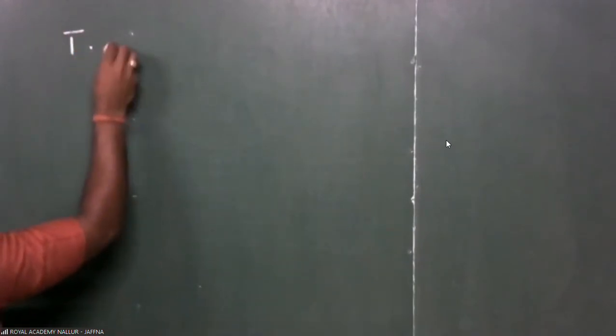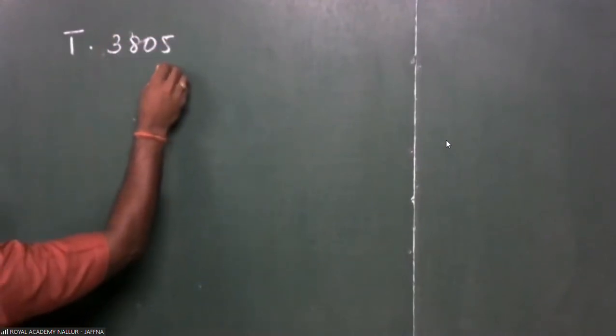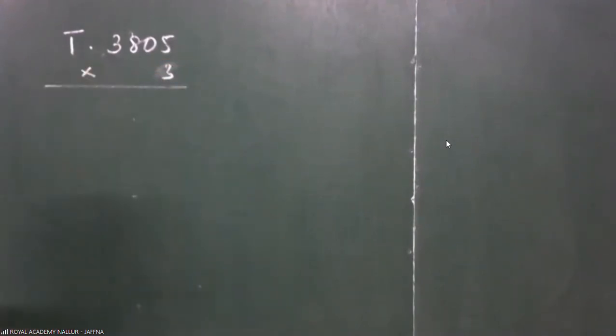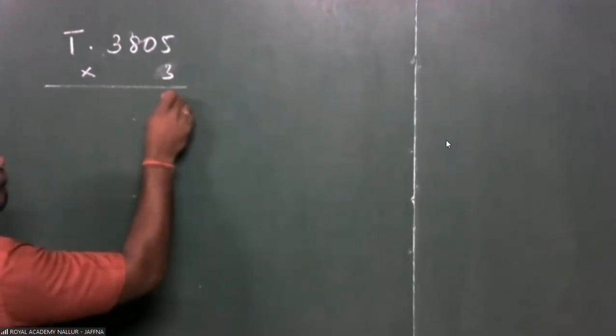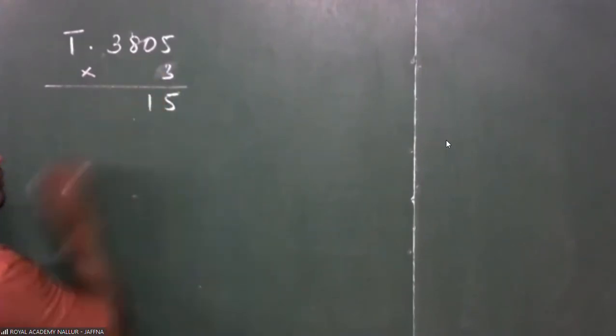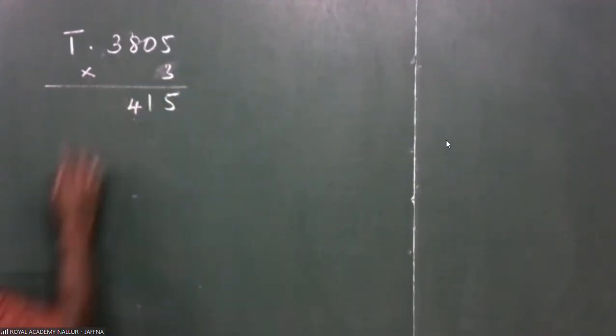Now in multiplication we have done an example last time. Let's do one more. Let's say bar 1.3805, and multiply it by 3. 3 into 5, 15, 1 remaining. 3 into 0, 0, therefore that 1 remains here. 3 into 8, 24, 2 remaining. And 3 into 3, 9 plus 2, 11, 1 remaining. The decimal point here, but positive 1 remains.